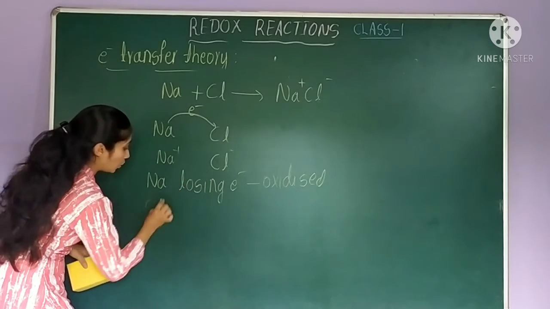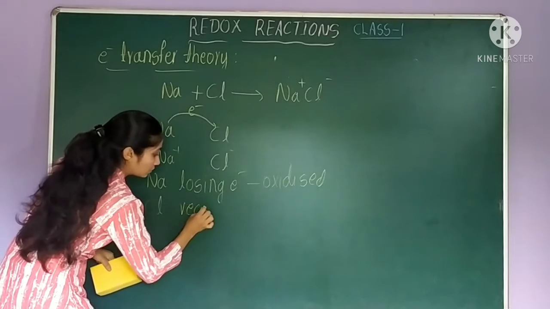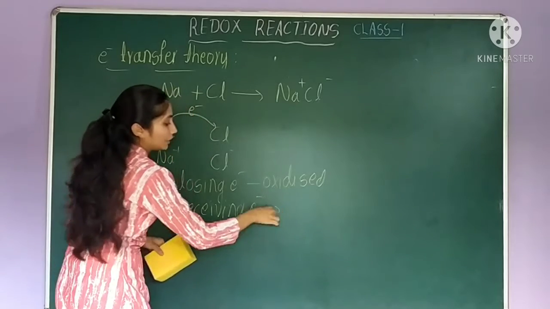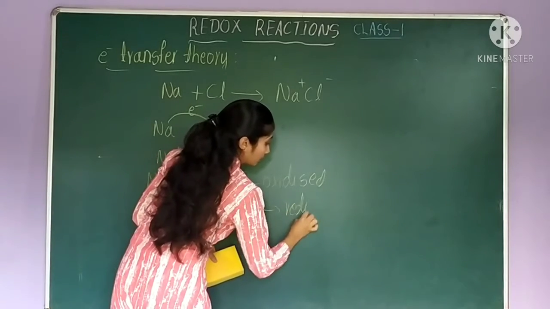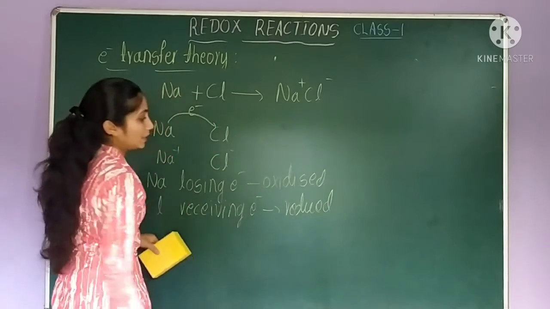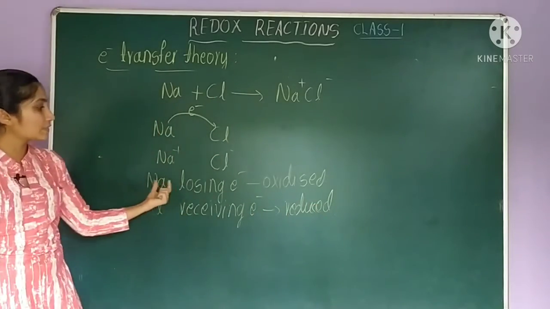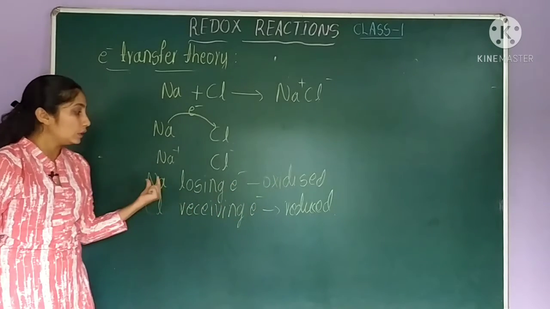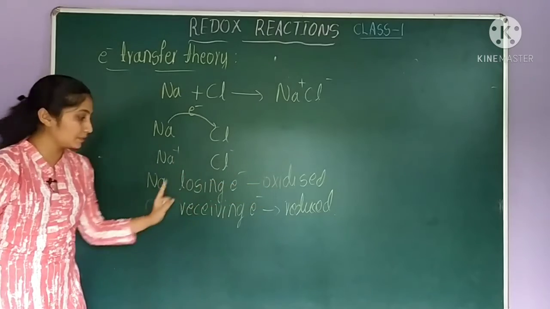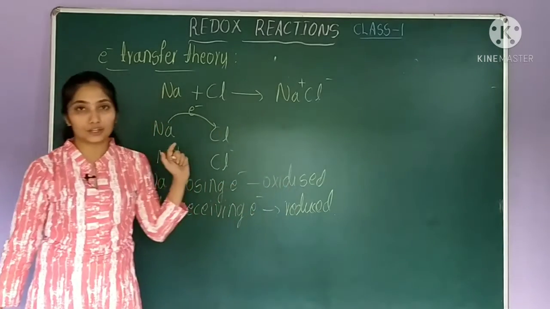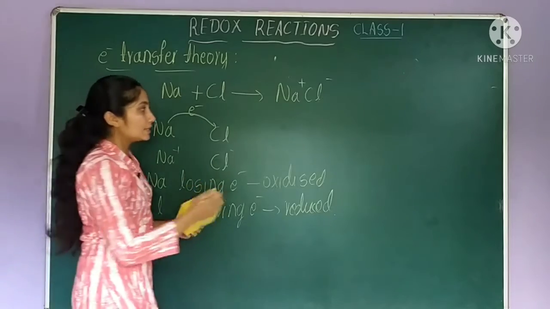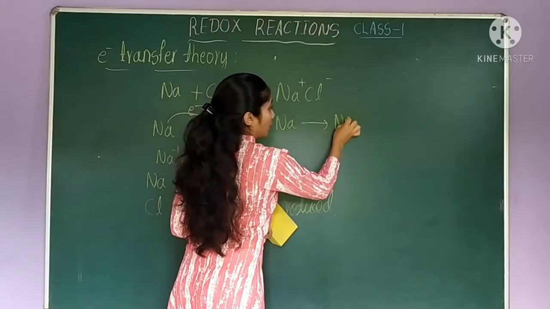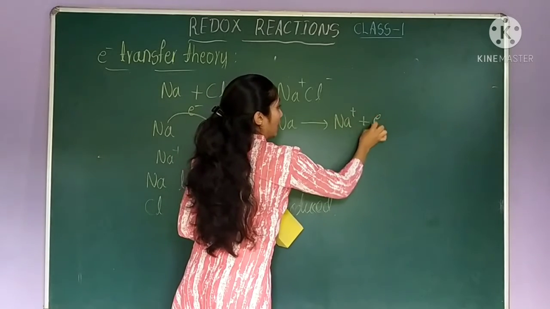Now I will take chlorine. Chlorine is receiving electron, so it is said to be reduced. So sodium is losing its electron and it is said to be oxidized. Chlorine is receiving electron. Loss of electron is oxidation. Gain of electron is reduction. Chlorine is reduced.